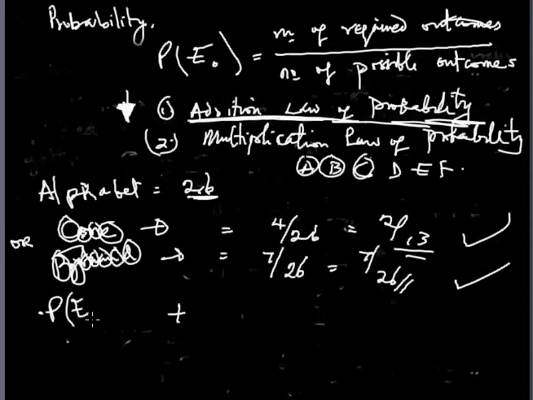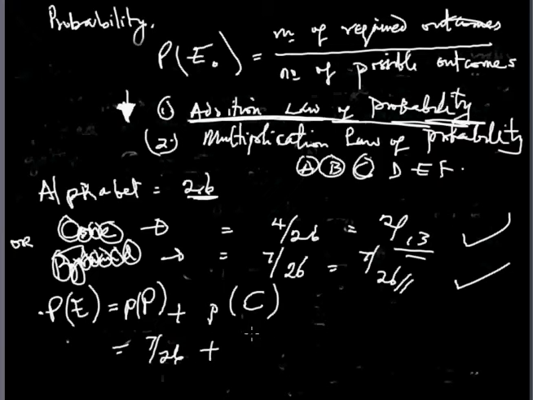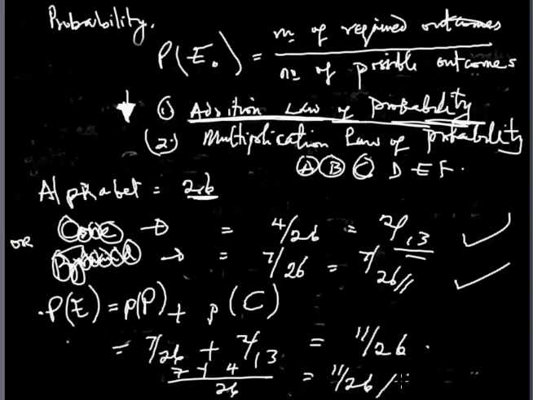If you see anything like or there, probability of pyramid plus probability of cone, which is going to be 7 over 26 plus 2 over 13, which is going to be 11 over 26. If you do the addition, it is going to be 26 times 2. This is going to be 4 plus 7, which is going to be 11 over 26. And this signifies the addition law of probability.